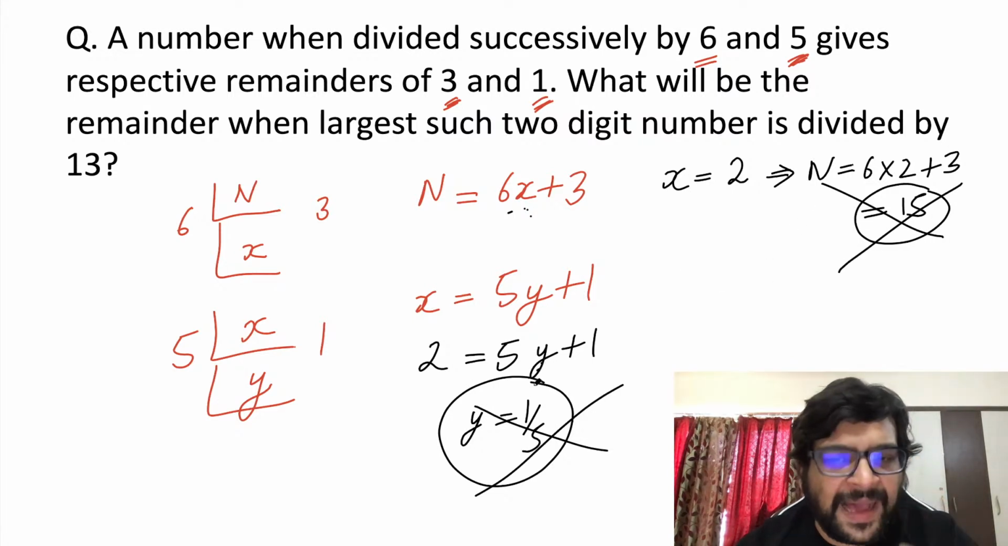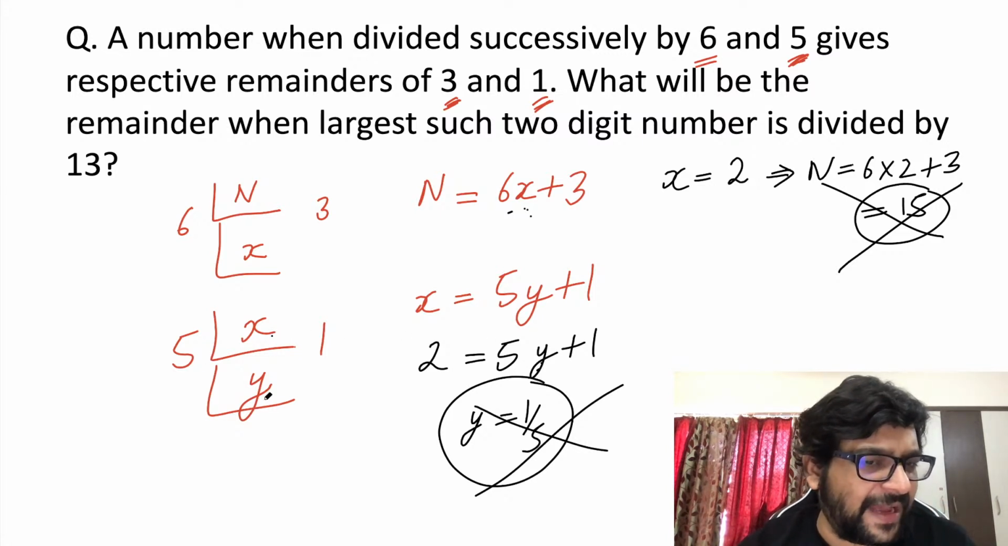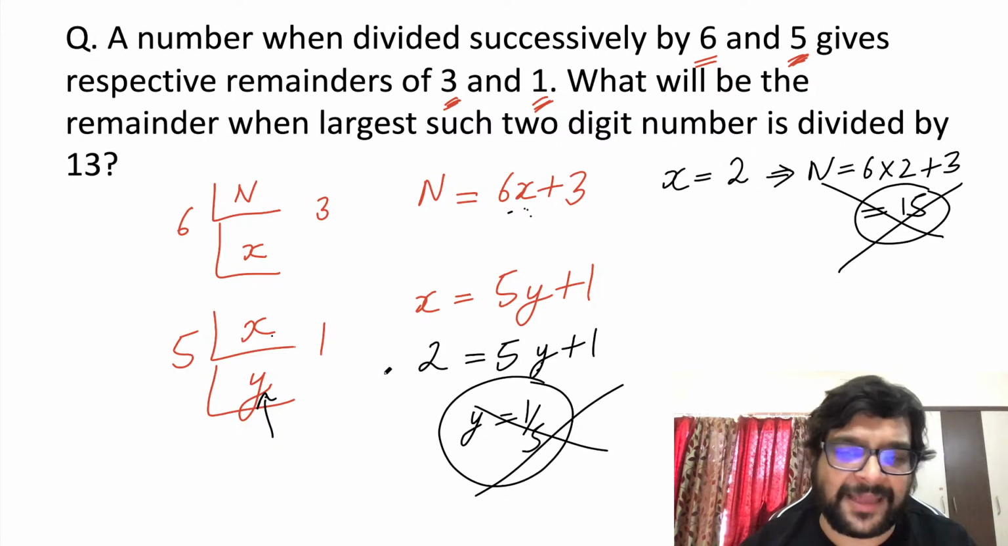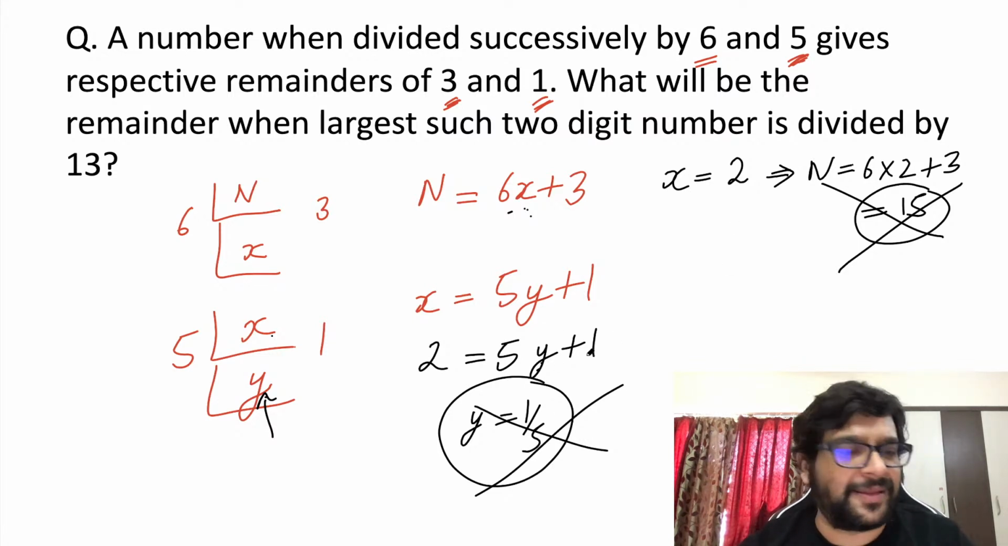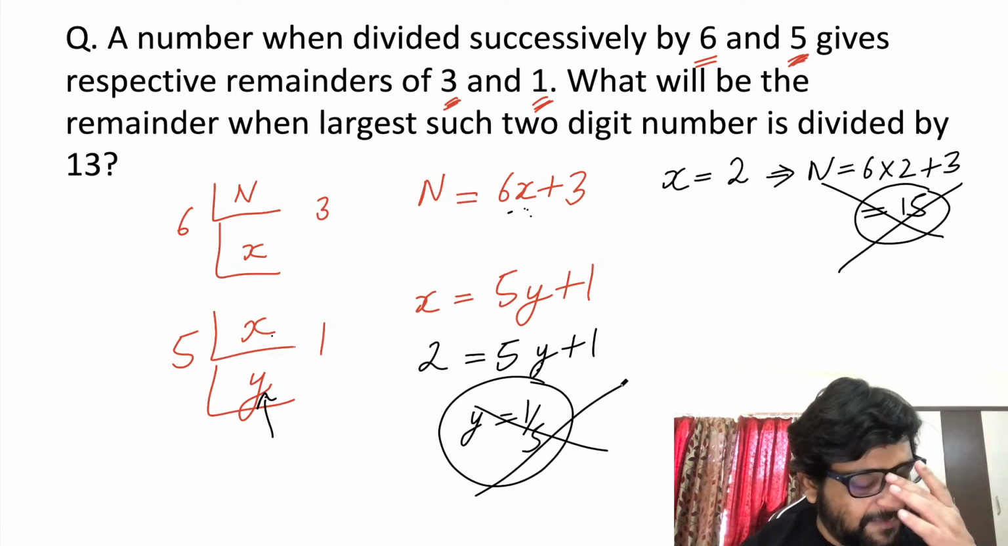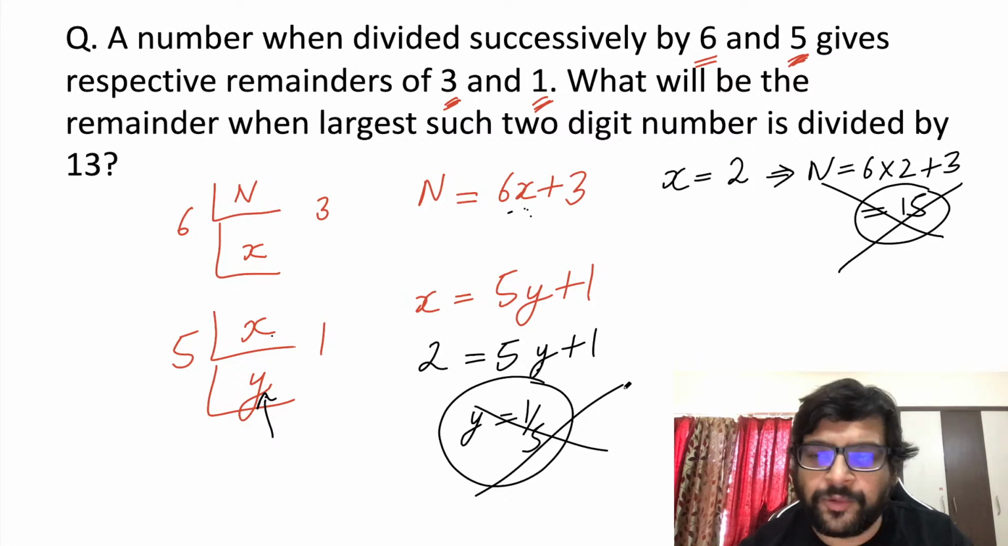No, this is not possible. Why? Because y has to be a natural number. When you divide x by 5, you need to get something here that cannot be a fraction. So which tells me that my assumption is invalid. And if my assumption is invalid, what do I do?